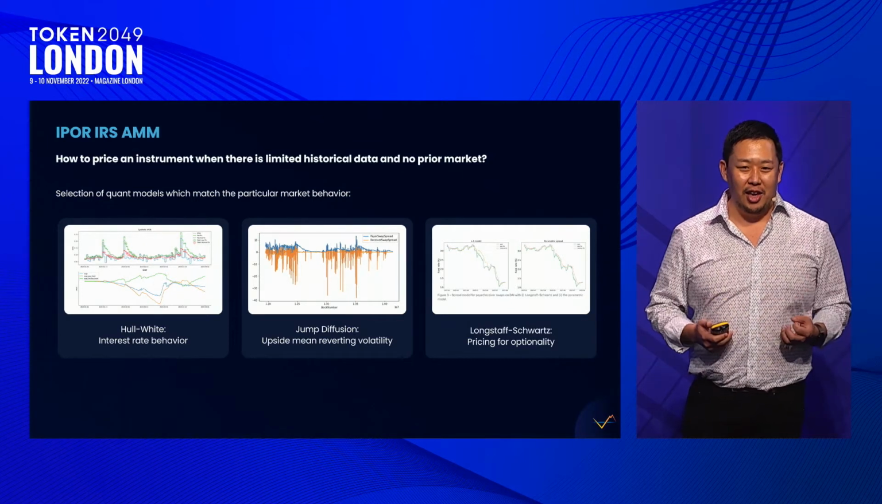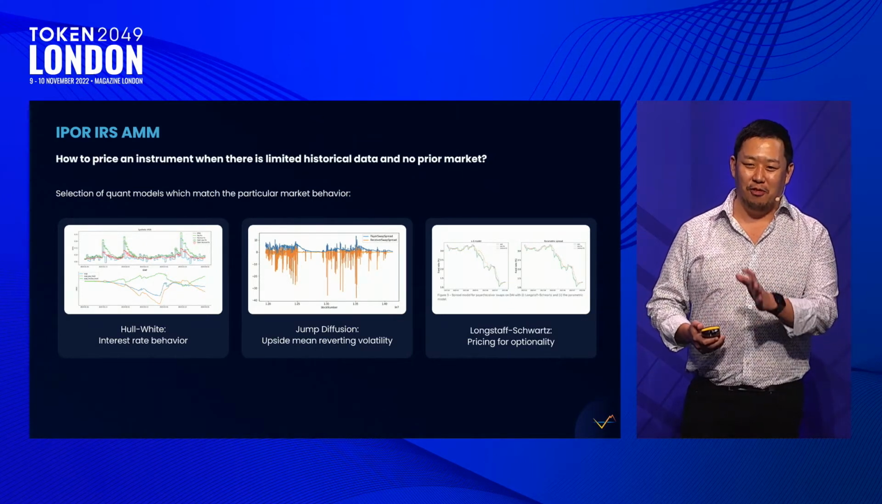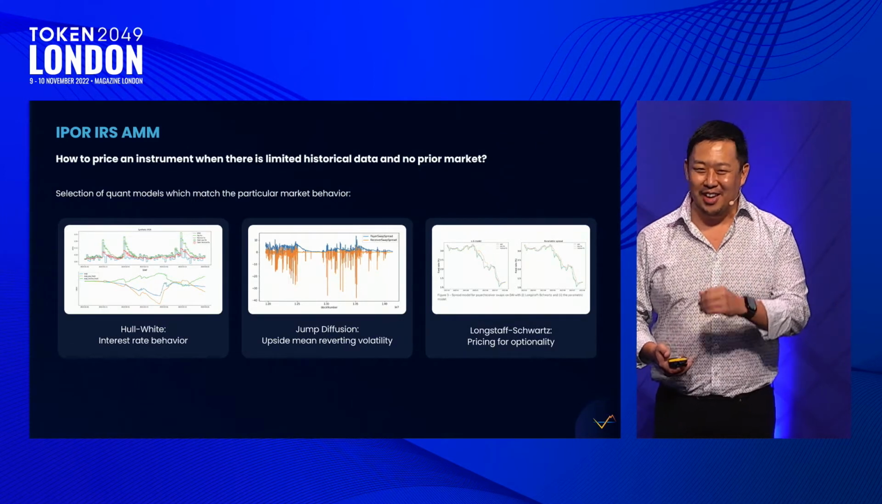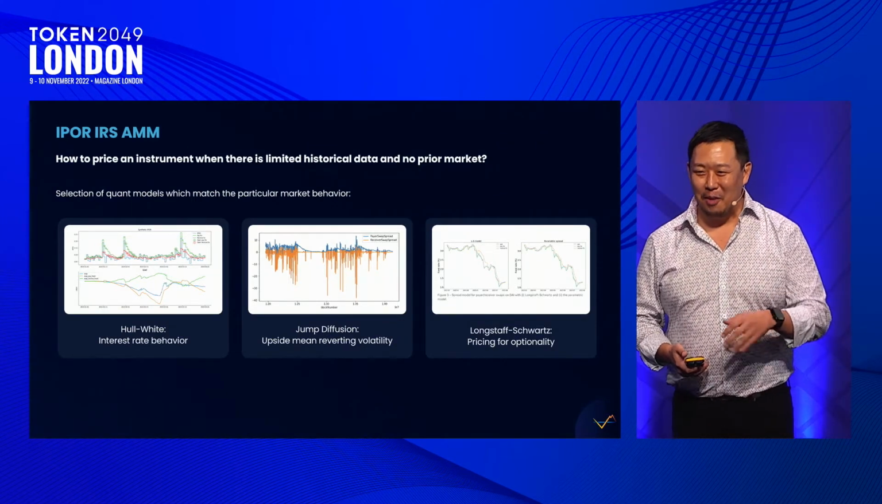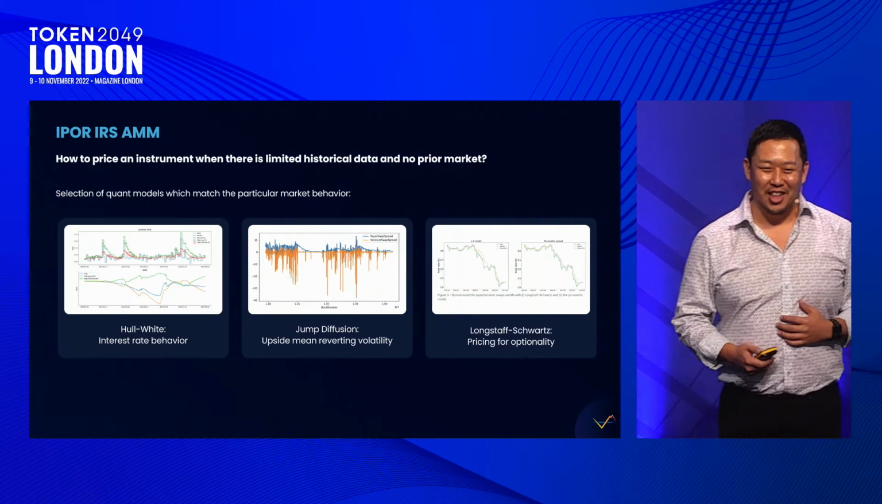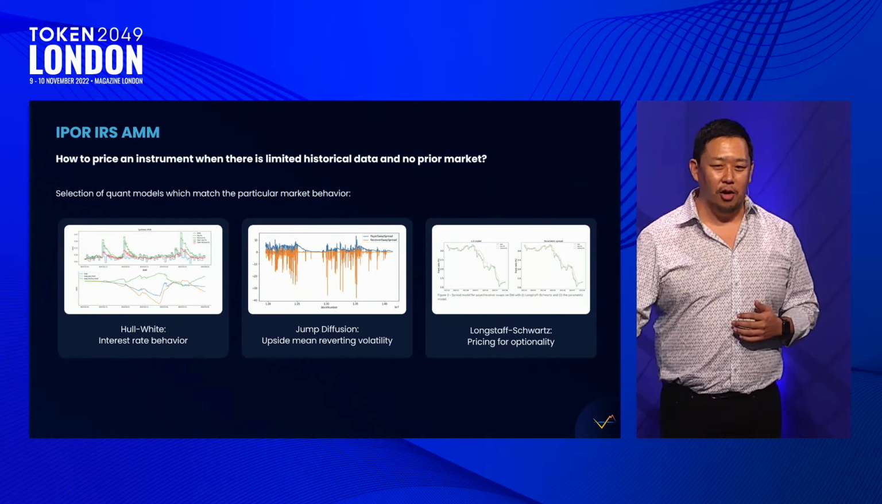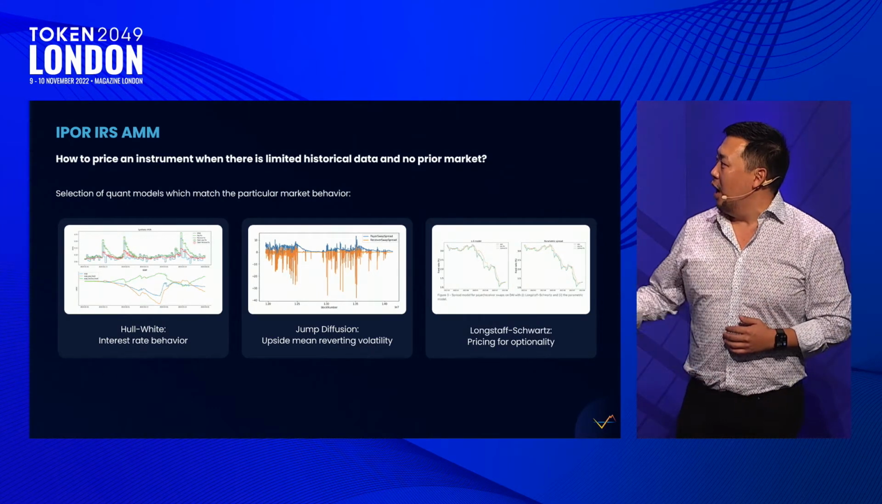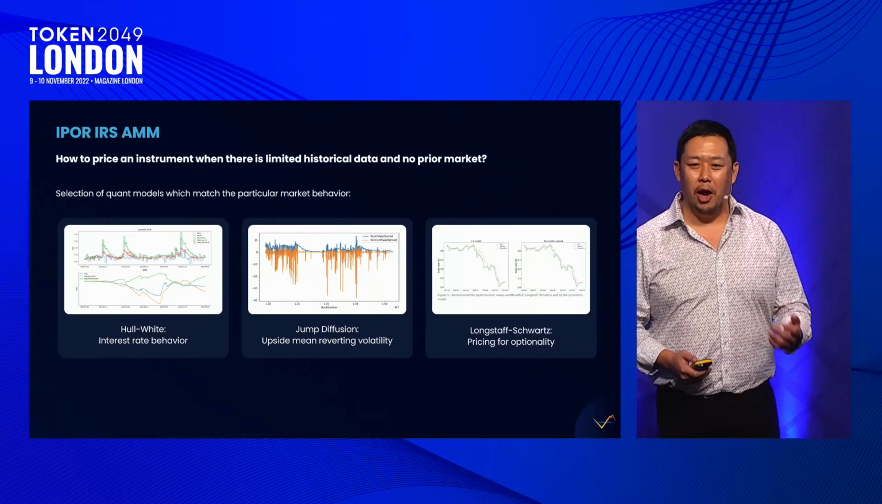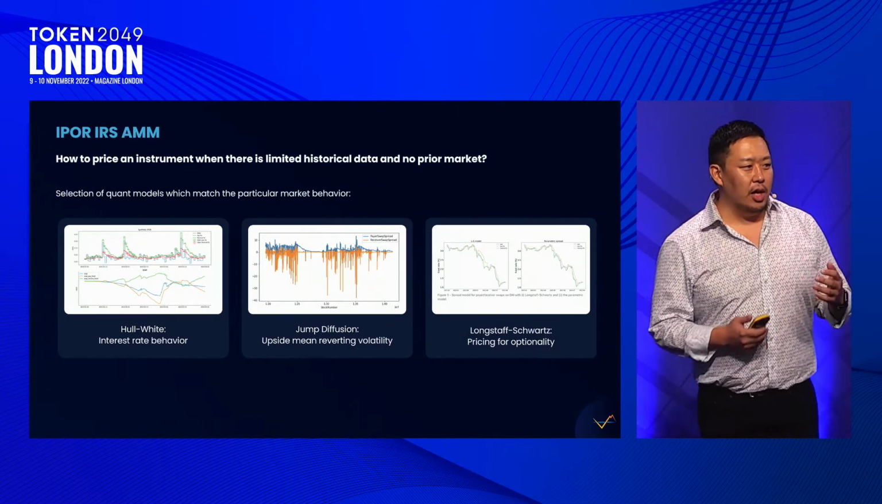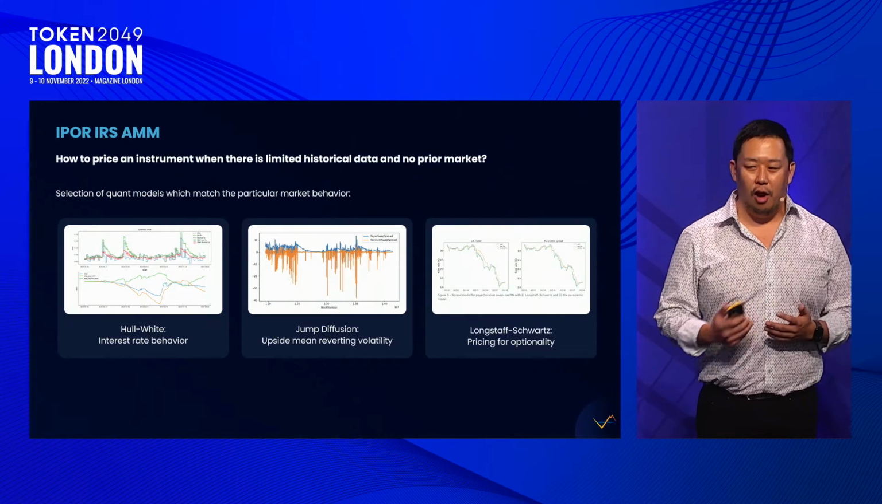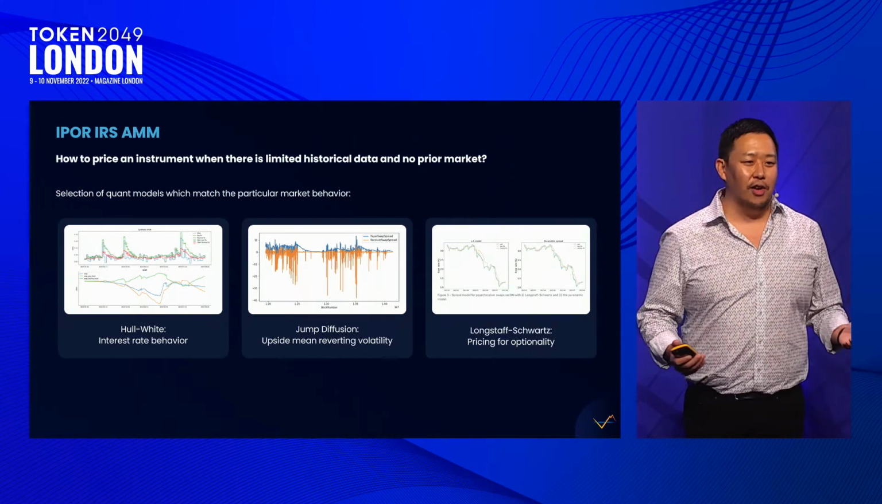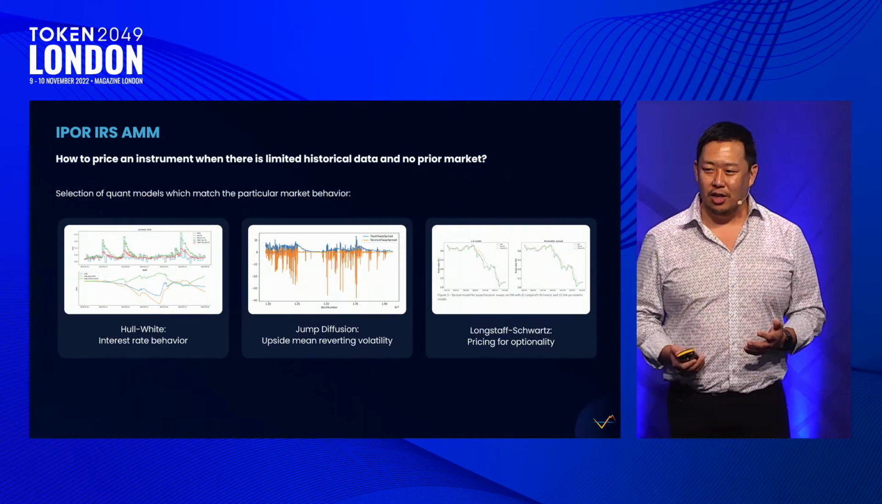And that is really interesting today because the IPOR rate jumped from 2% to 40%, and now hopefully it's mean reverting. It's about 17% before I got on stage. But this is the model that we use to model for these particular jumps. And then we use Longstaff-Schwartz, which is pricing for optionality. So if you're running all these calculations off-chain, then you can do whatever you want, right? It's not reinventing the wheel.